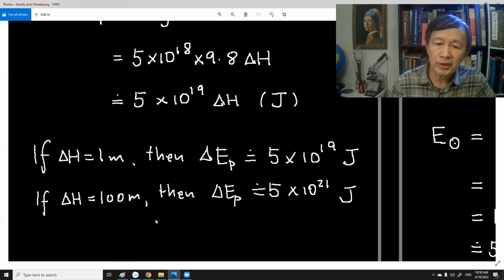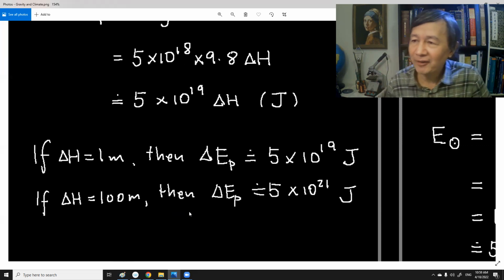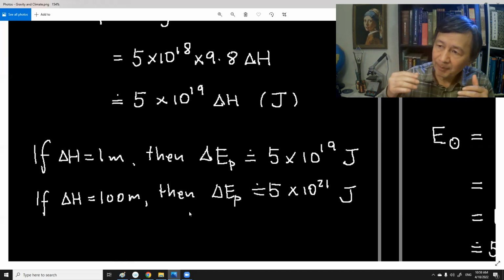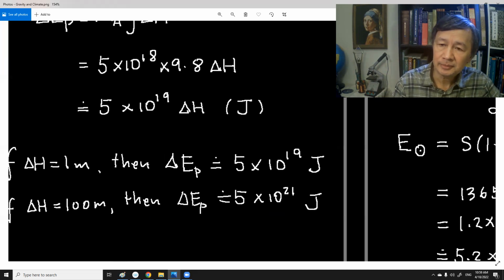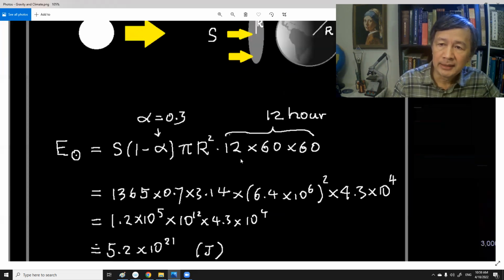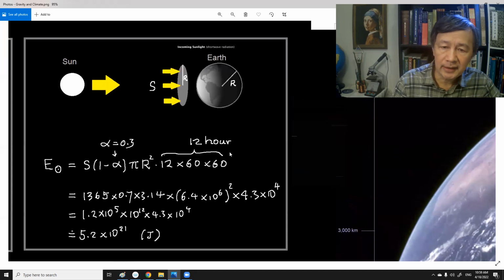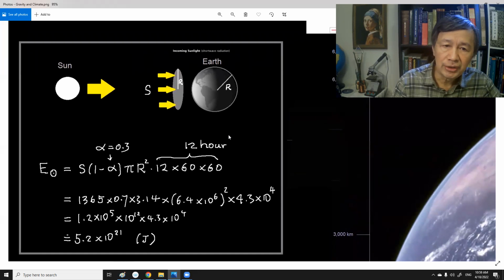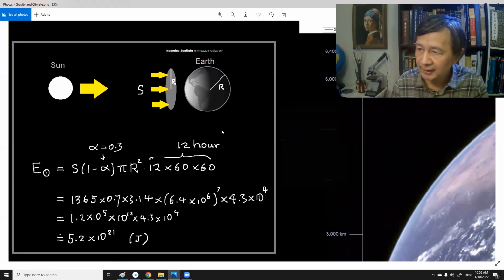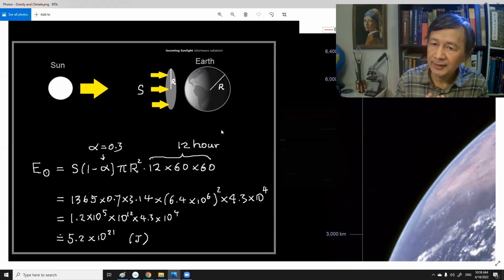The reason I introduced the second scenario is that I wanted to illustrate how to appreciate the natural capacity of our atmosphere in its ability to store thermal energy. In this diagram, in the block, I show you how to calculate how much energy the Earth absorbs from the sun during the day.